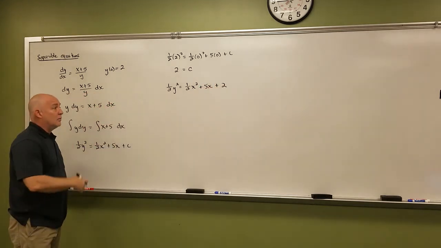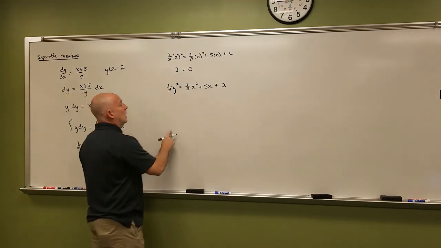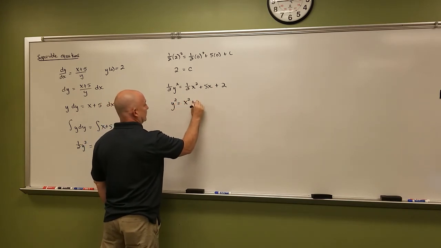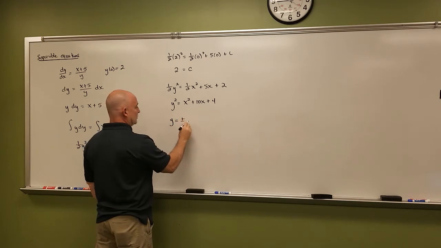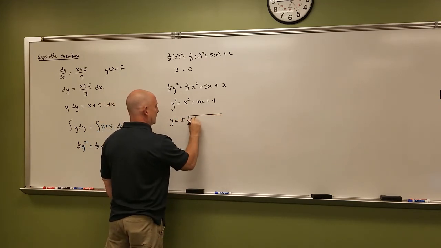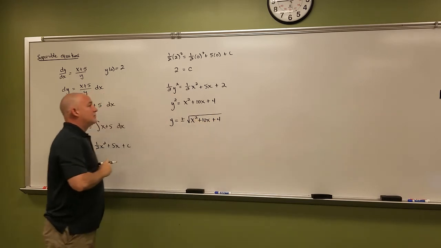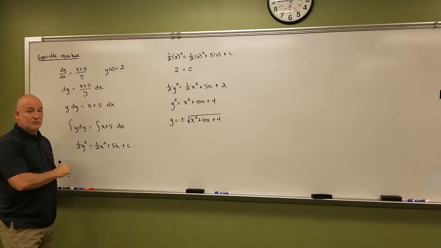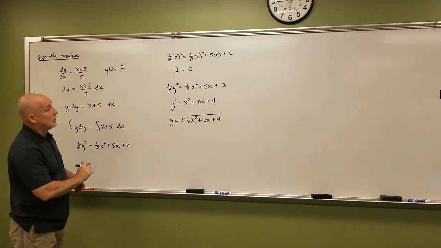Now again, you may or may not want to solve for y here. This one would be fairly easy to do. Let's multiply everything by 2. That's going to be x squared plus 10x plus 4. Then take the square root of both sides. Of course, you do get a plus or minus here. So we get y equals plus or minus the square root of x squared plus 10x plus 4. Generally, as soon as you integrate, applying the initial condition right then is most of the time the easiest place to do it if you do have an initial condition.